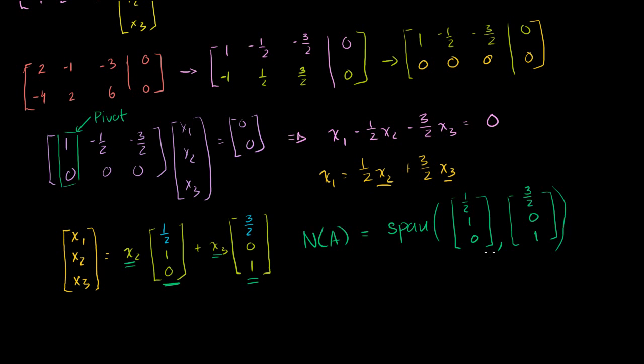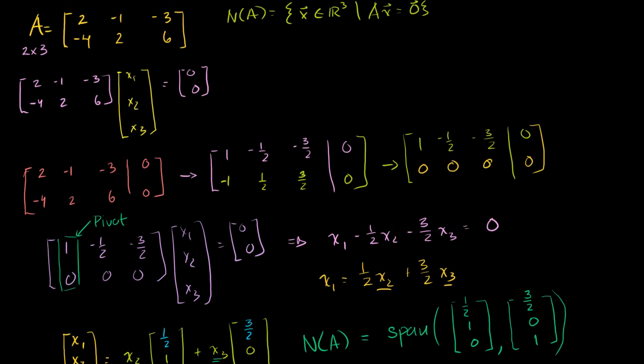Just like that. And what is the column space of our original matrix A? So the column space of A is equal to just all of the subspace created by all of the linear combinations of these guys, or essentially the span of the column vectors, is equal to the span of 2, minus 4, minus 1, 2, minus 3, 6. These are each separate vectors. So it's the span of these three vectors.